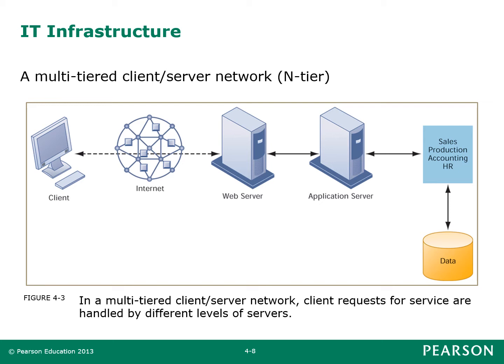An application server normally hosts business applications like ERP systems, supply chain management systems, customer relationship management systems, and so on. That's why we call it an application server. And finally, we see here data, normally hosted by a database server. It hosts the database management system. So we call every server by the kind of software installed on it.